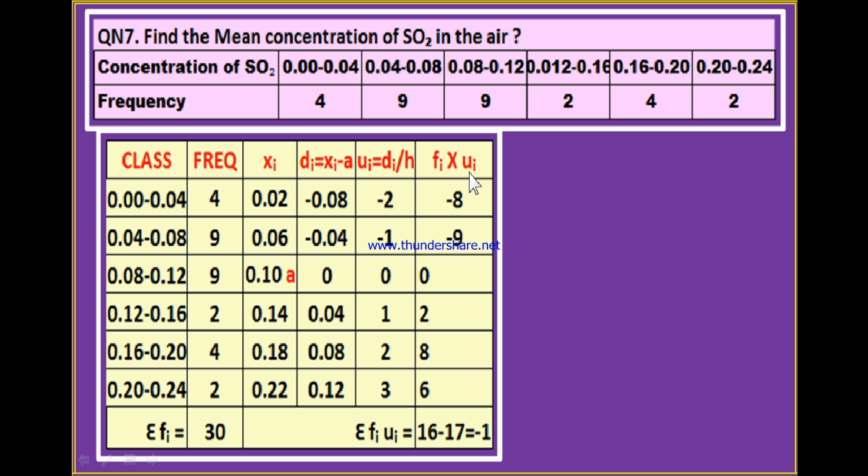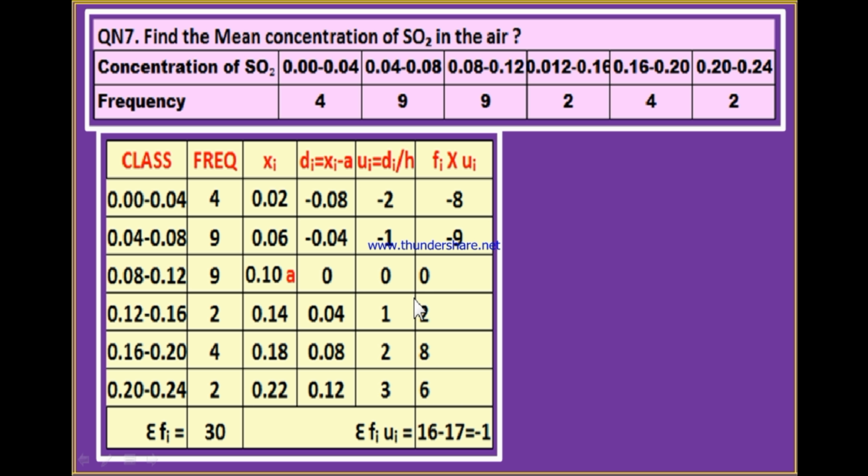This column is for fi ui. Fi into ui. 4 into minus 2, minus 2 4s are minus 8. 9 into minus 1, minus 9 1s are minus 9. 9 into 0 is 0. 2 into 1 is 2. 4 into 2, 4 2s are 8. 2 into 3, 2 3s are 6.